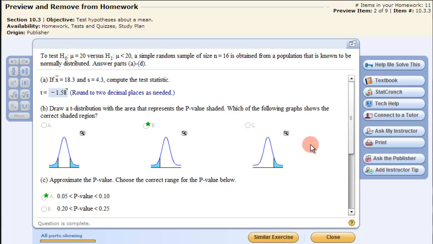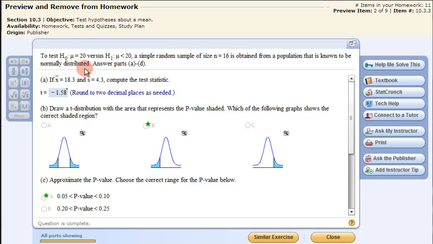In this video, we're going to use a TI calculator for hypothesis tests for a population mean. Here's our hypothesis: mu is equal to 20, H1 is mu less than 20. A simple random sample of size 16 is obtained from a population that is known to be normally distributed.